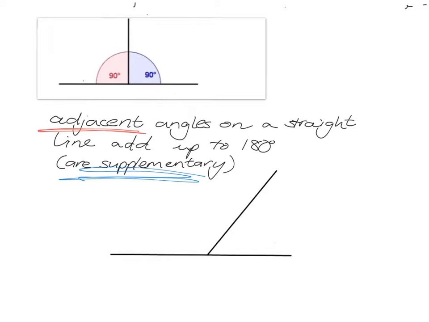For example, if you take this picture down the bottom and I tell you here that this angle here is 60 degrees and I ask you to work out what this angle here is, you can tell me, well, x will have to be, because the two of these things add up to 180, x is going to have to be 180 minus 60, which is 120.